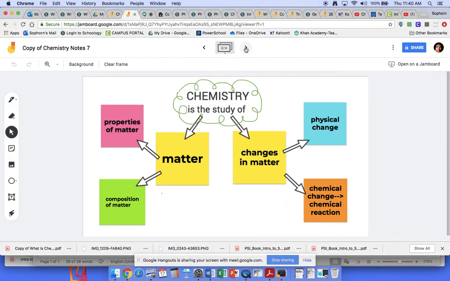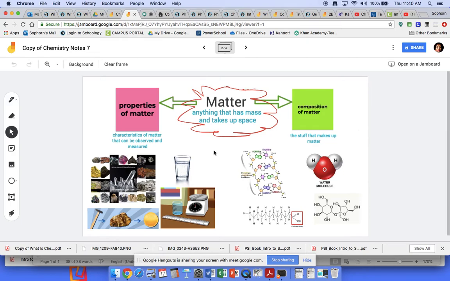So that's what chemistry is. And then, okay, so here is more detail from the first page. So matter, this is the basic definition of matter: anything that has mass and takes up space. And if you've been in my class for the last 2 years, this is probably the one thing you remember the most: matter is anything that has mass and takes up space.